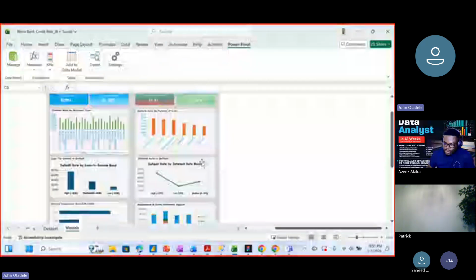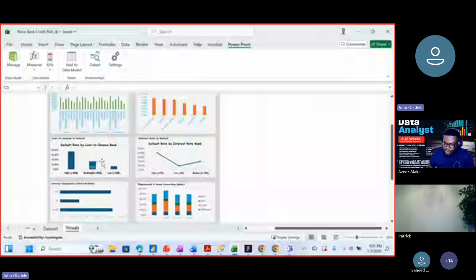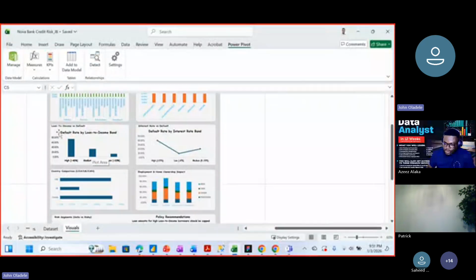Now also I grouped the loan to income by default. So the people who earn high tend to pay their loans, as opposed to the people who are low income earners.